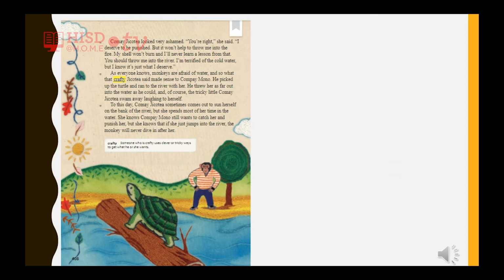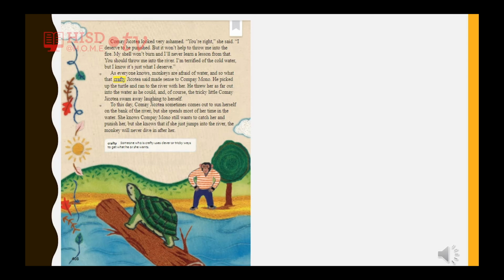Kome Jikotia looked very ashamed. "You're right," she said. "I deserve to be punished, but it won't help to throw me into the fire. My shell won't burn, and I'll never learn a lesson from that. You should throw me into the river. I'm terrified of the cold water, but I know it's just what I deserve."